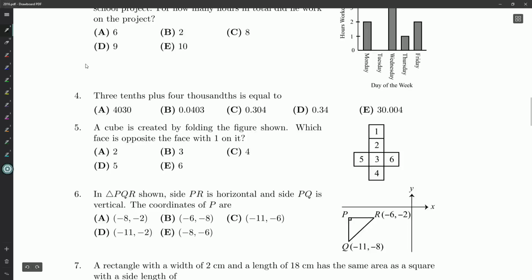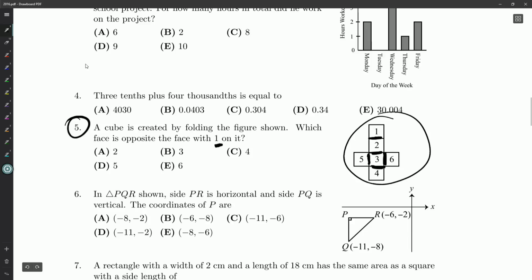And I've got more math for you in the form of question number 5 from the 2016 Grade 8 Gauss paper. A cube is created by folding the figure shown. This is sometimes known as a net. And if you were to actually cut this out or draw something similar and cut it out, you could fold along these particular edges and you could create a cube. Okay. In fact, with a question, let's finish the question. Which face is opposite the face with 1 on it?